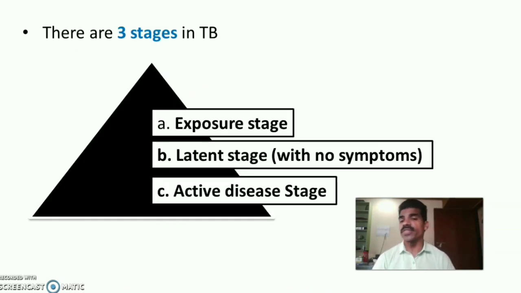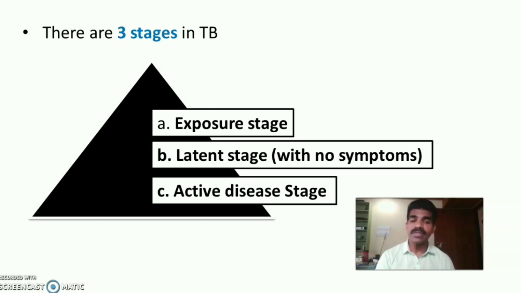Next are the stages of TB. There are mainly three stages in TB. The first stage is the exposure stage, the starting stage. In the latent stage of TB, there won't be any specific or cardinal signs and symptoms of TB. A patient suffering from TB without any symptoms is in the latent stage. The last stage is the active disease stage, in which clear-cut signs and symptoms of TB are manifest in the patient. So the three stages are the exposure stage, latent stage and active disease stage.